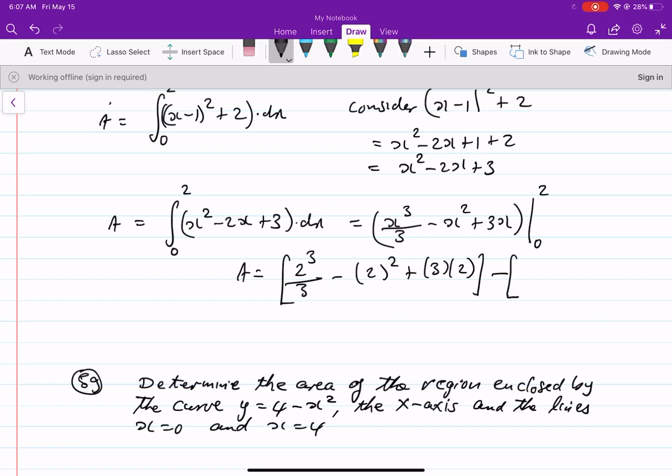Now in this case, when you plug in the lower limit, because each part of the function has an x in it, you'll get 0 there, 0 there, and 0 there. So in this case, you get 0 right through. But don't assume. You should always check it.